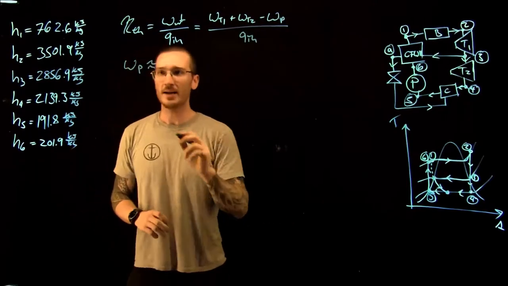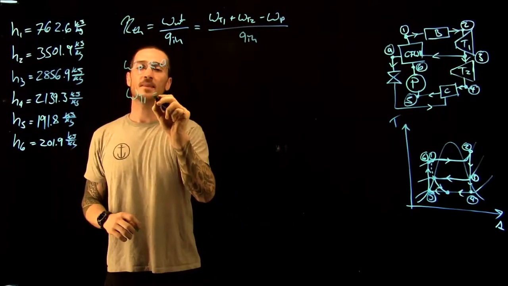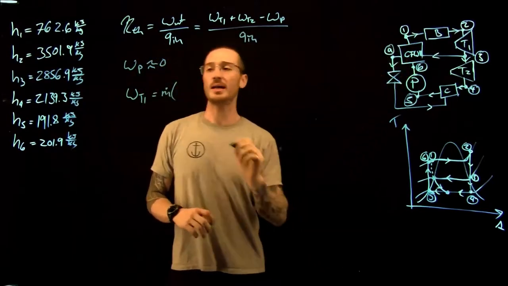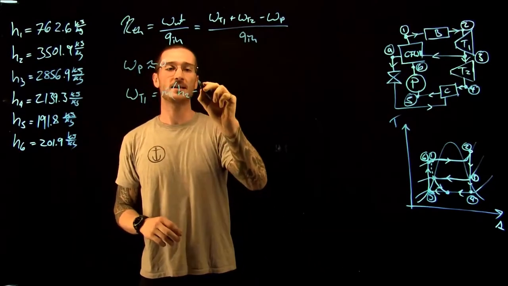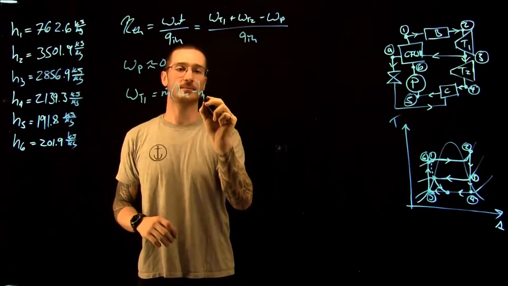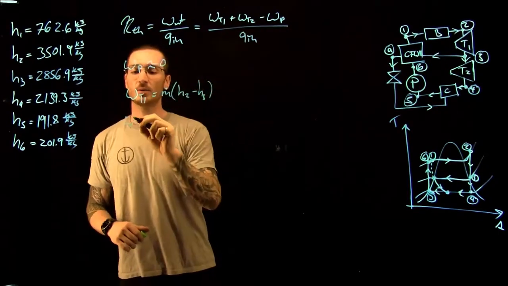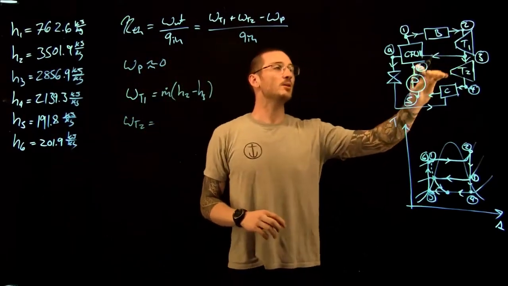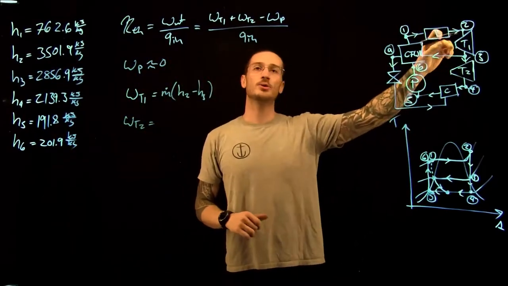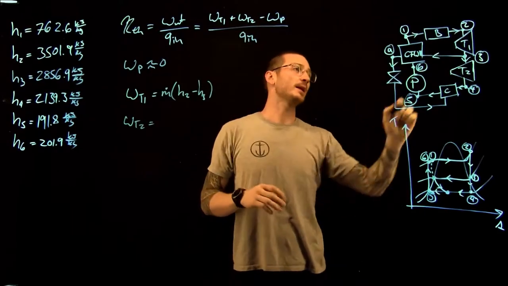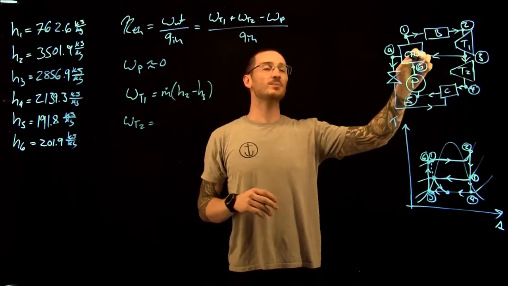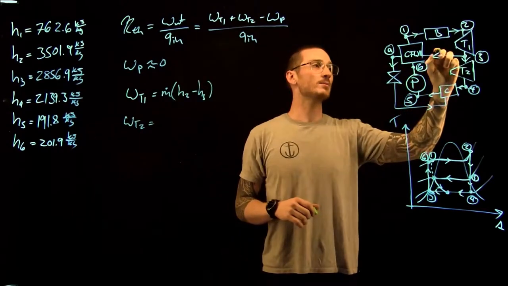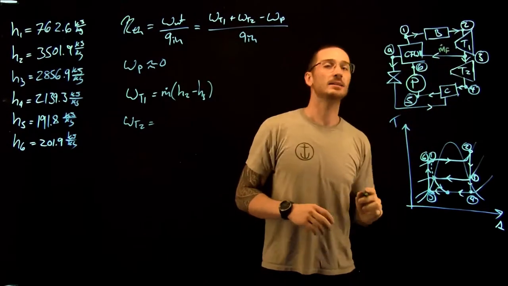Now, we can write that the work of turbine one is equal to the mass flow rate of our system times the enthalpy at point two minus the enthalpy at point three. We can write that the work of turbine two is equal to, now what's happening over here is that when we're going through turbine one, we have the full mass flow rate. Right at this point three, we have a split. We have some mass going into our closed feed water heater. So we have some sort of mass fraction here leaving.